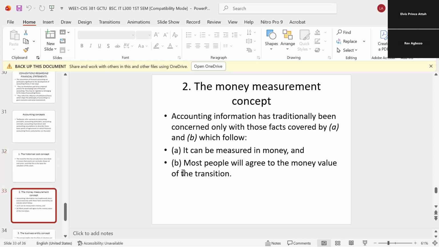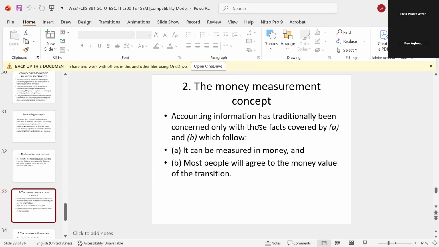Again, when we also talk about money, the money measurement concept, we are talking about how you can value something in monetary terms. Can the thing be measured in monetary terms? Okay, somebody has given you a chair. Can the chair be measured, that this chair costs 200 or 500? Can you measure the thing? If the thing is not measurable, then you can't account for it.